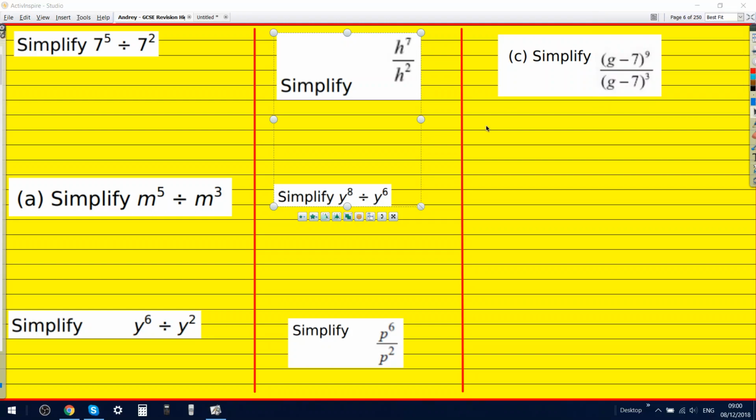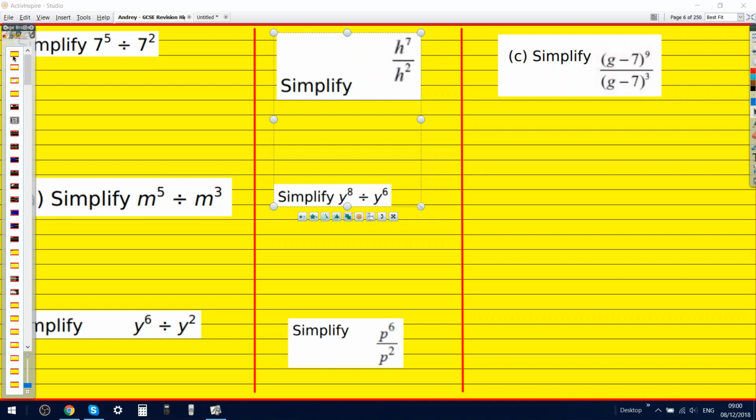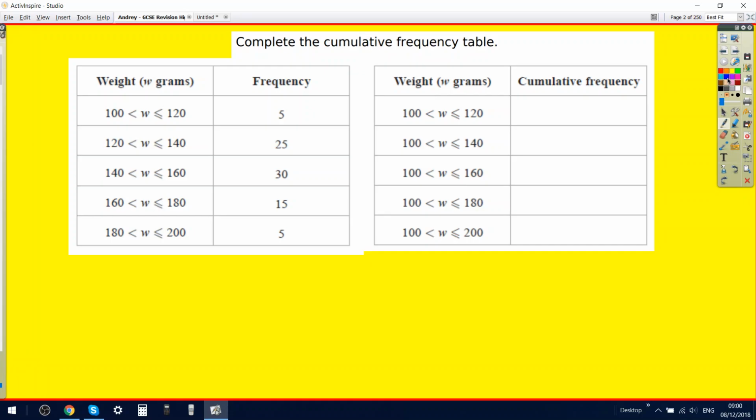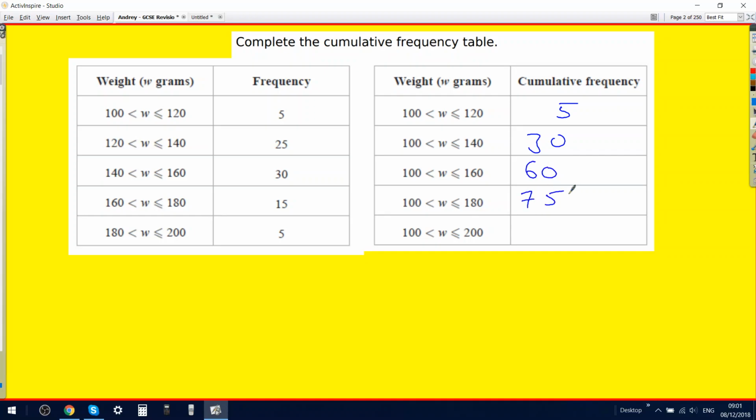Okay, so I'm going to start with the 1 mark questions. How do we do this? I think the first bit is 5, and then I think you add it. So it's 30, and then 60, and then 75, and then 80. That's it.